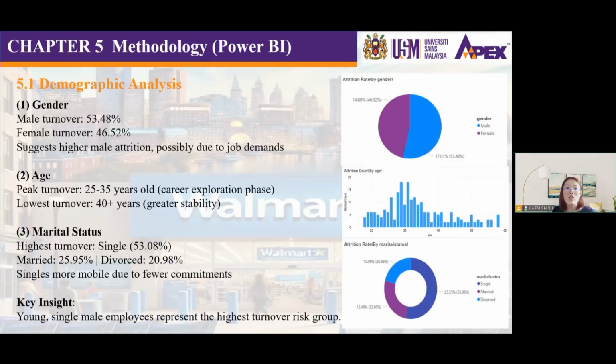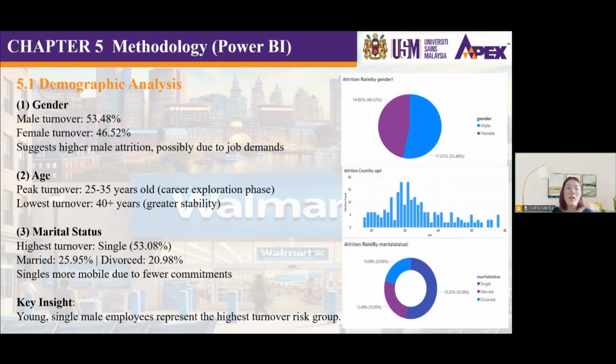And then I talk about chapter 5, the Power BI, and I divide it into 3 analyses. First, I introduce the demographic analysis. It includes gender, and you can see the charts. The male turnover is higher than the female turnover, which suggests higher male attrition, probably due to job demands. And for age, peak turnover is about 25 to 35 years old, and the lowest turnover is at 40 years old.